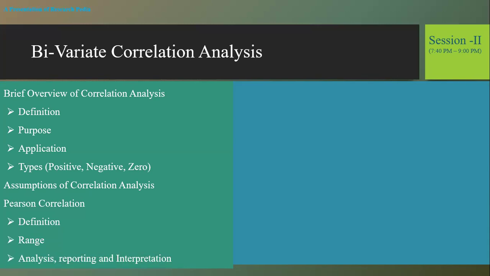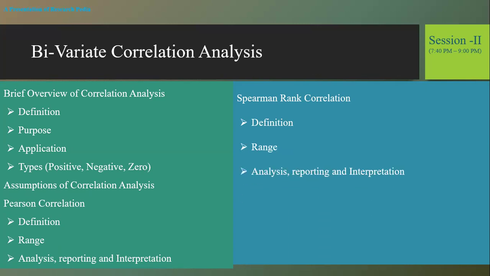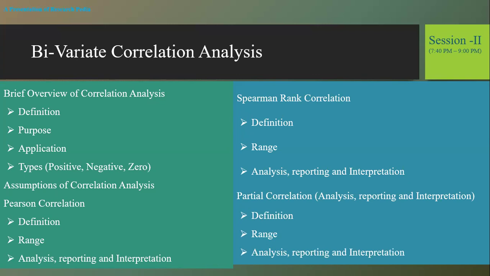Pearson correlation comes with its definition, range, analysis, reporting, and interpretation. This is the first parametric correlation analysis. Then we will move towards Spearman rank correlation, where we need to understand the definition, range, analysis, reporting, and interpretation. Then we will go towards partial correlation: why we use it, what its definition and range are, and how we can report it. This is basically the content of session 1, on bivariate correlation analysis.